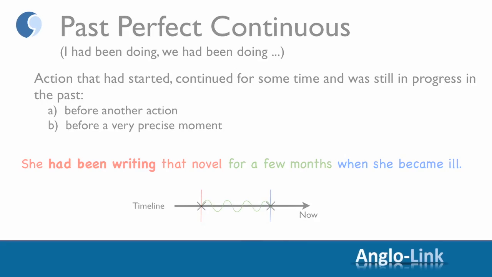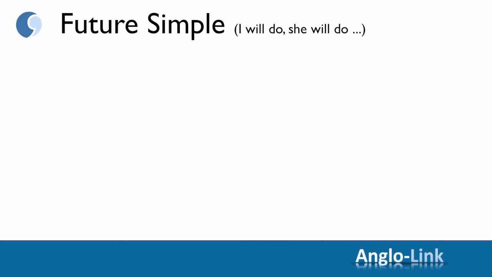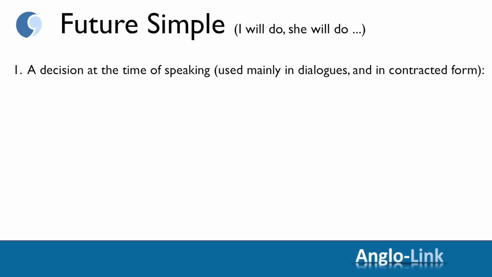Okay, moving on to future tenses now and starting with future simple. As you will remember, there are two main usages. The first one is a decision at the time of speaking, and this is used mainly in dialogues and it's best to use the contracted form.